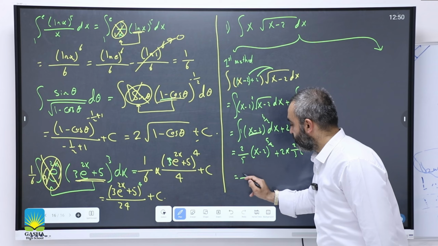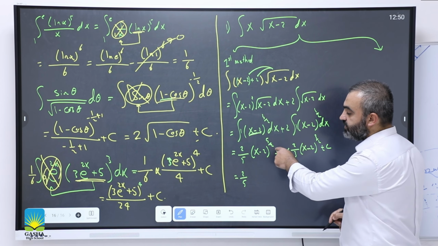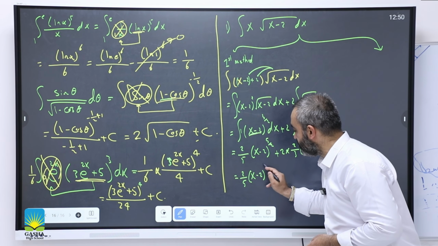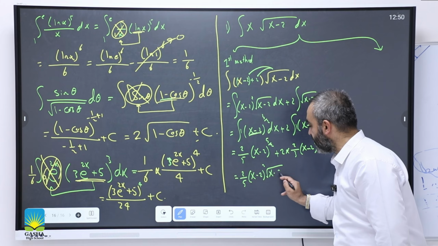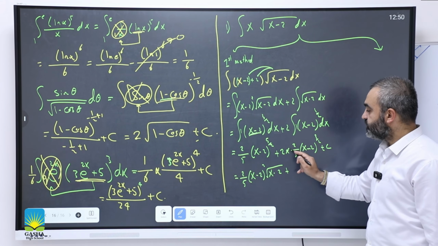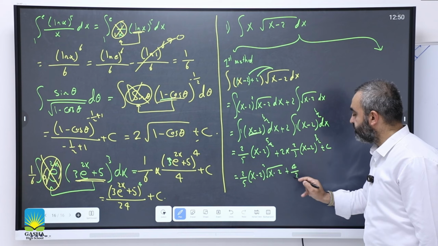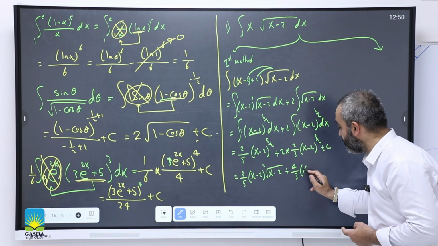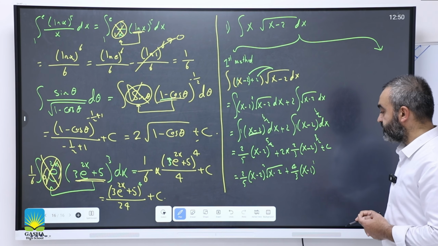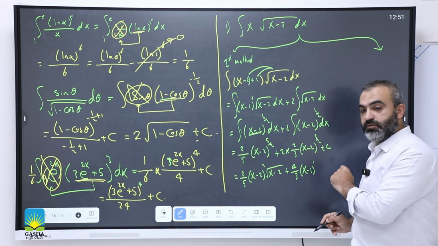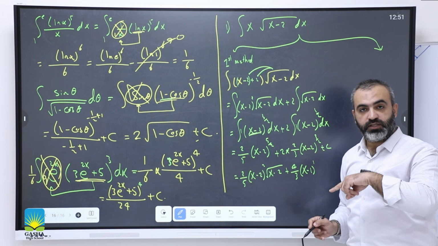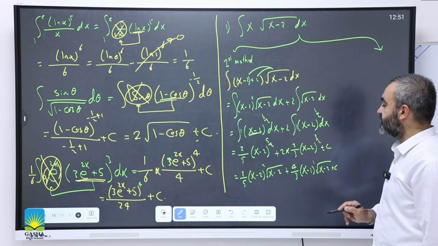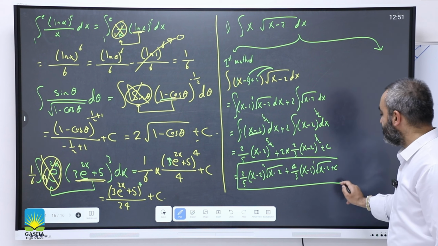So this is 2 over 5. 5 divided by 2, what? It's 2. So it is (x minus 2) to the power 2 times square root of x minus 2, plus 2 times 2, 4 over 3. And 3 divided by 2, it's 1. So we have one bracket here. What's the remainder? Also 1. So this is the square root of x minus 2 plus c. So this is the result.